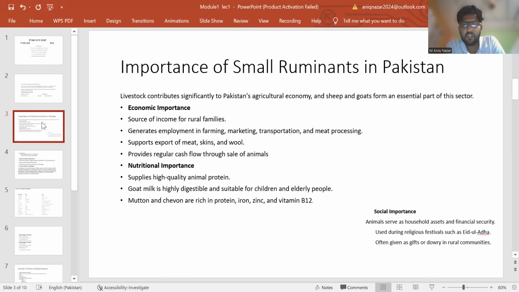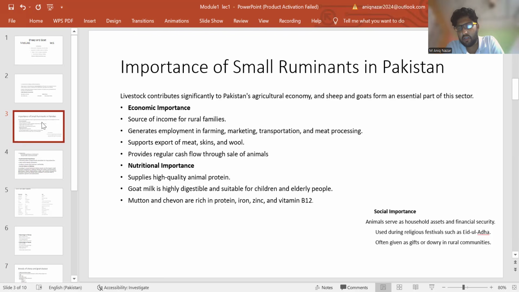And second is nutritional importance. Nutritionally, it is a source of protein, and goat milk is digestible and suitable for children, and it is a good source of protein as well as energy. Mutton is rich in protein, iron, zinc, and vitamins.